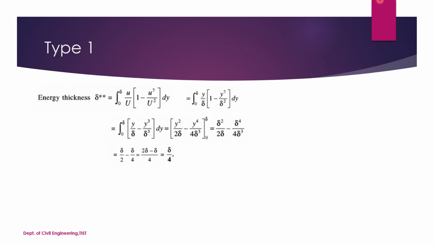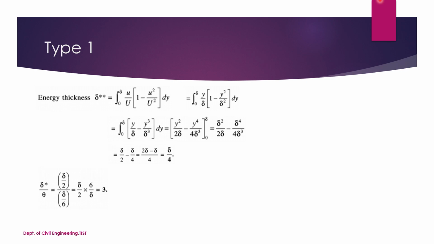Okay. Now in the question, one more data is asked. We need to find delta star by theta also. So from the values that we obtained, we can find out delta star by theta as 3. Okay, so this is how you do type 1 problems. Very simple. You have the direct formula, substitute the value of u by U and integrate. You'll be getting the answer. So this is type 1.